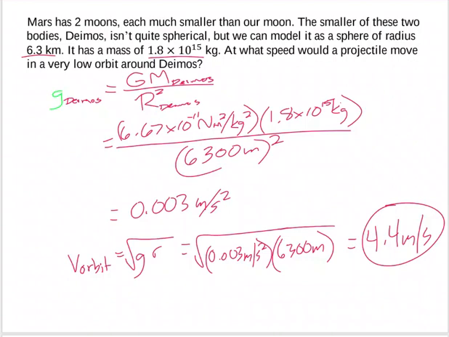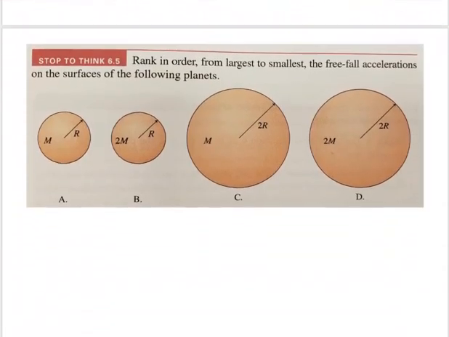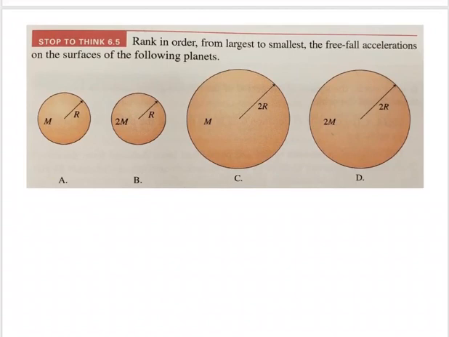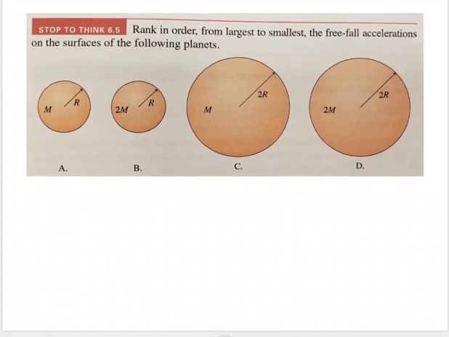All right. So we got one more thing to do here, and we're done with the section. Rank in order from largest to smallest the free fall accelerations on the surfaces of the following planets. So this is a conceptual problem. Maybe you think about it, or maybe you use some formula. But I want to think about this for a second, and then we're going to come back and come up with the answer.